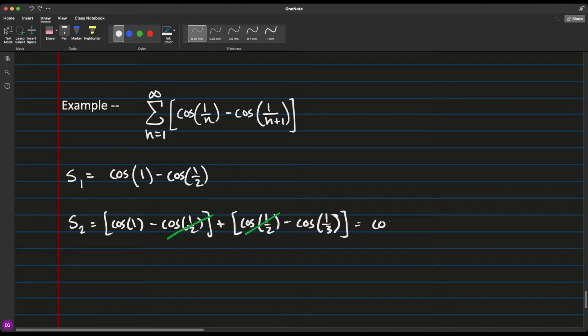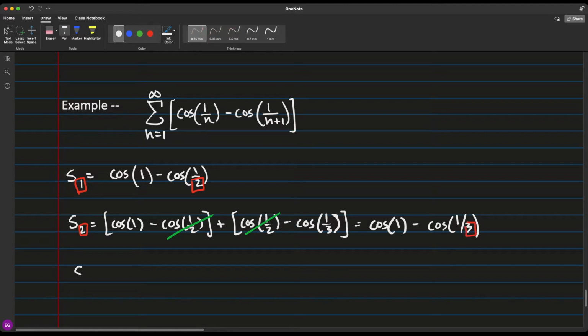And what is the cosine of 1? That's some horrible number. Never mind, we're just going to call that the cosine of 1. It's not like the cosine of pi or something like that. It's pretty crazy how all this complicated stuff just collapses, right? You get cosine of 1 minus the cosine of a third. Okay, and you can notice a pattern right away. S1 is cosine of 1 minus cosine of a half. S2 is cosine of 1 minus cosine of a third.